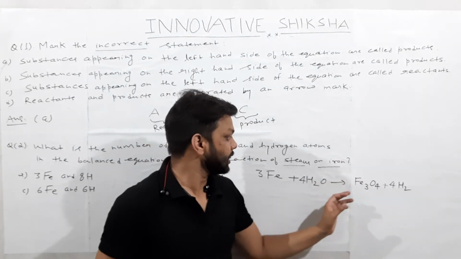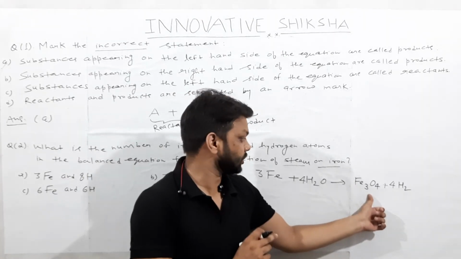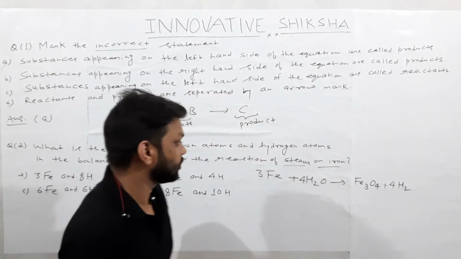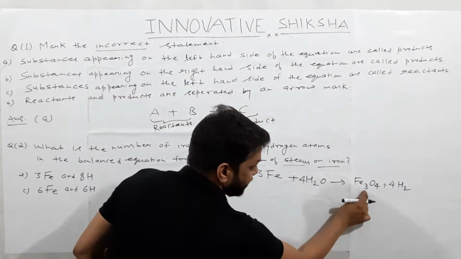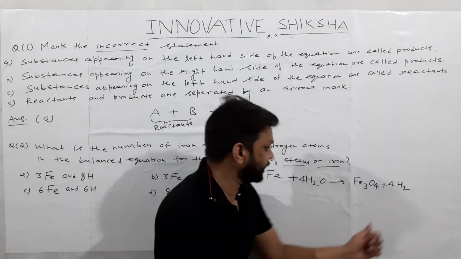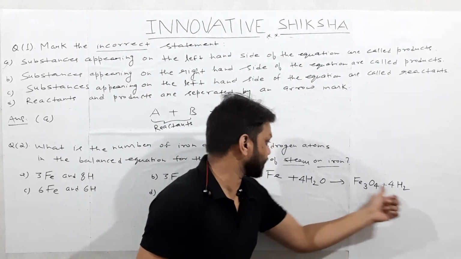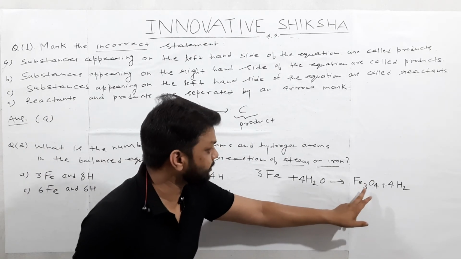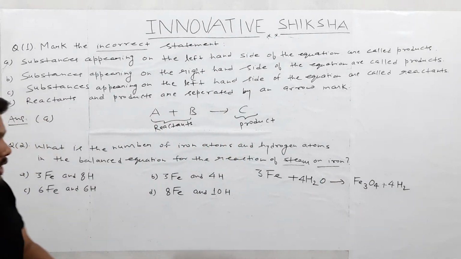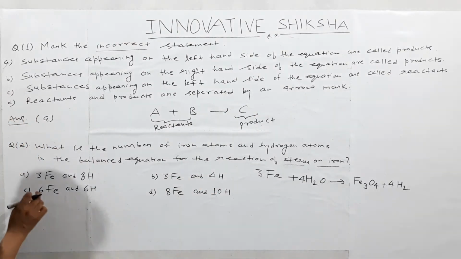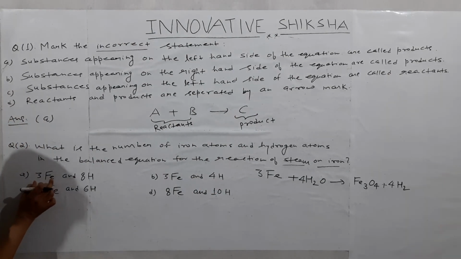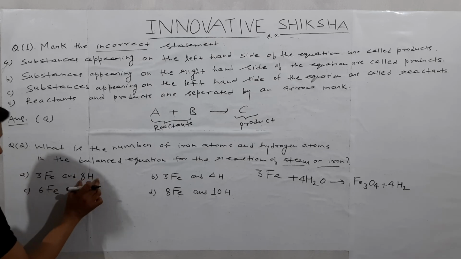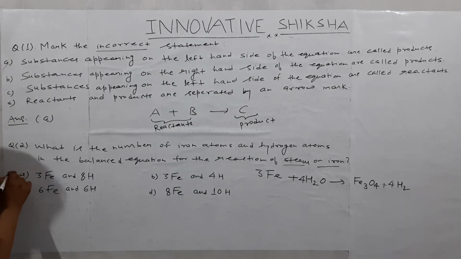Now we can choose the correct answer from this equation. Now you can say that we have 3 iron atoms and 8 hydrogen atoms. So now check what is the correct answer. We have 3 iron atoms and 8 hydrogen atoms. So let us check with the options. The first option is 3 iron atoms and 8 hydrogen atoms. It means your option A is the correct answer.